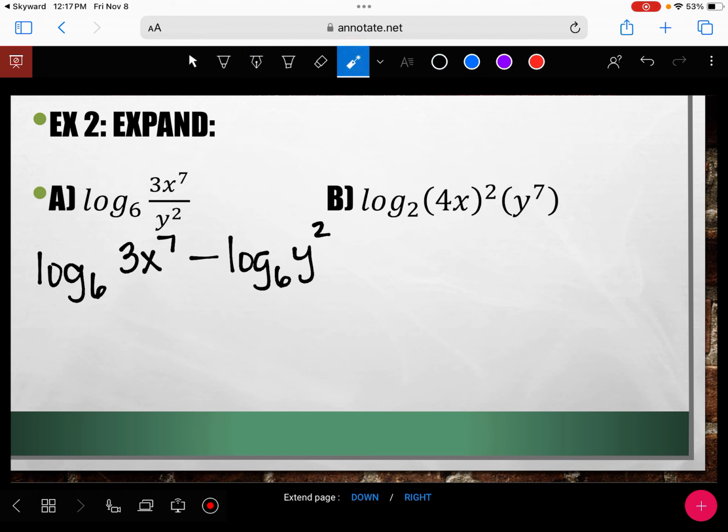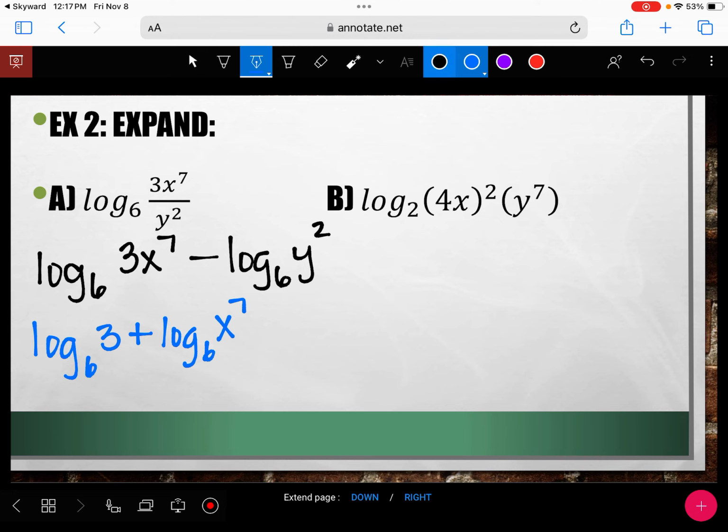Then I'm noticing that I have these 2 terms that are being multiplied. We got to separate those. How do you separate multiplication? With addition. So let's separate these 2 with addition. So this is going to separate down to log base 6 of 3 plus the log base 6 of x to the 7th. And I'm going to bring down the log base 6 of y squared.